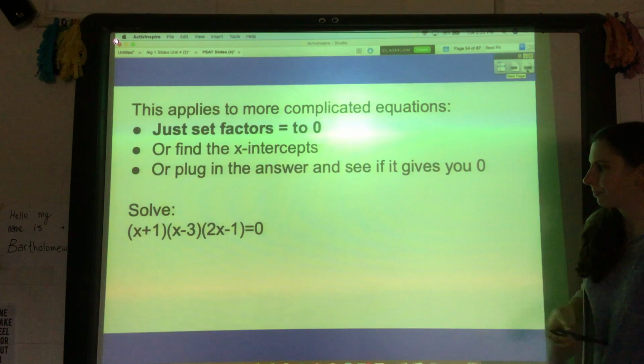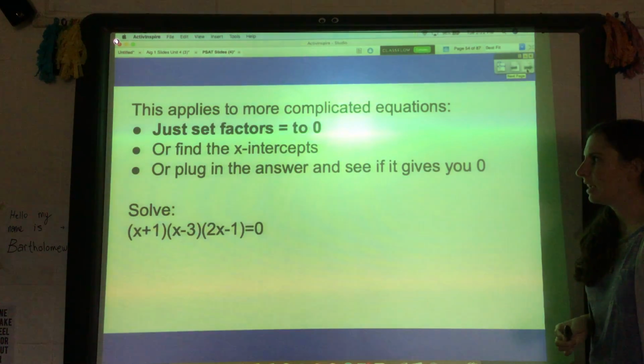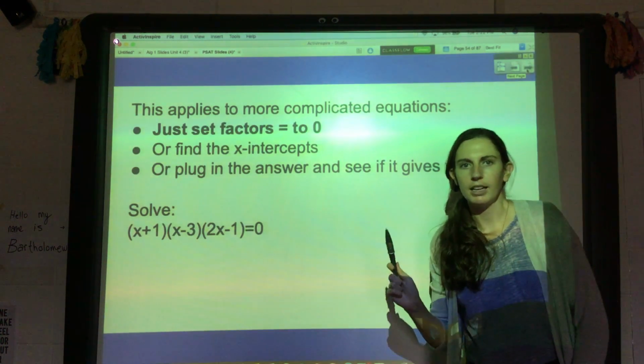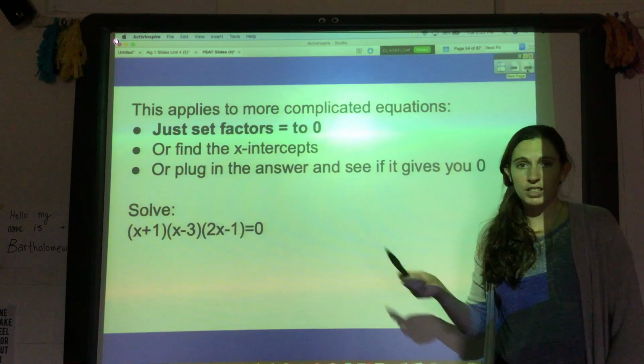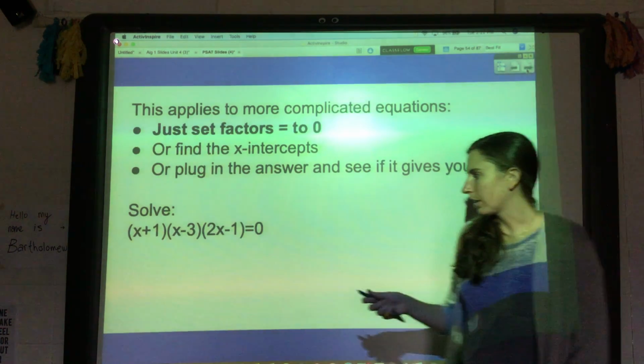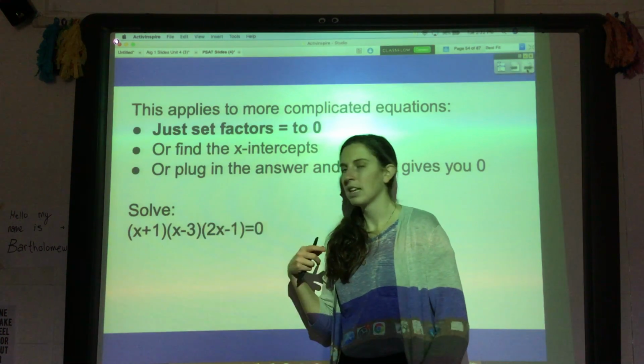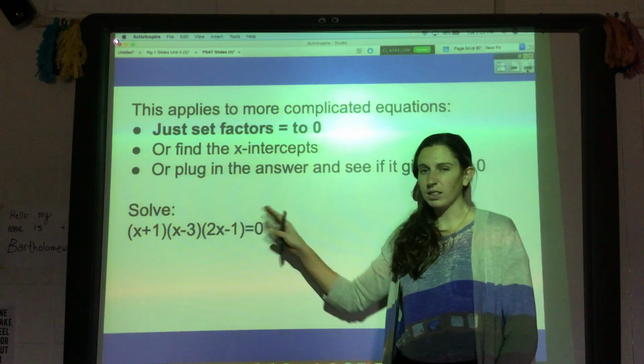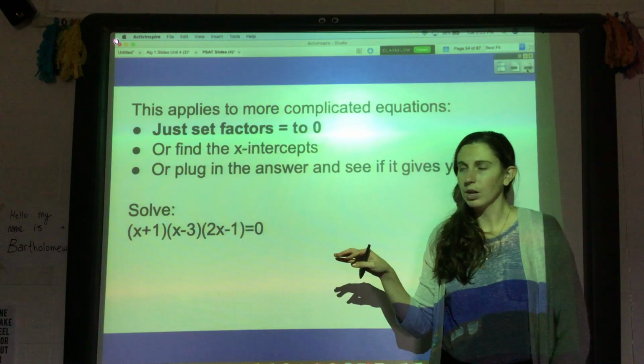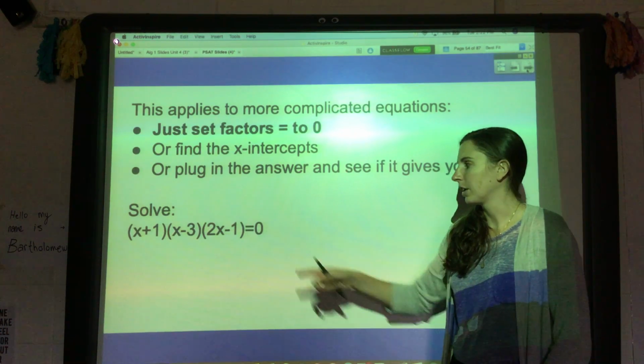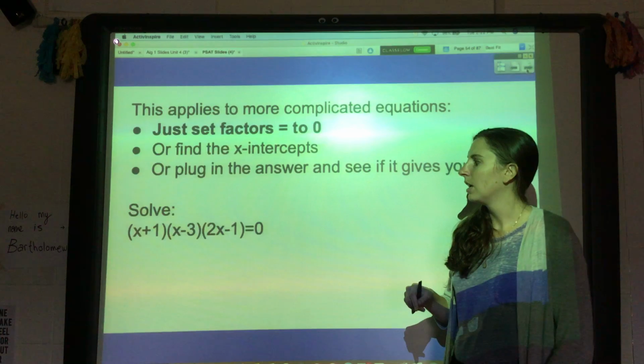All right, I wanted to point out that this doesn't actually just apply to quadratics. It applies to crazier things as well. So this one would be a cubic function, it's x times x times x. But as long as you just have the factors and you set the factors equal to 0, that's all you have to do to solve an equation that's equal to 0 like this.